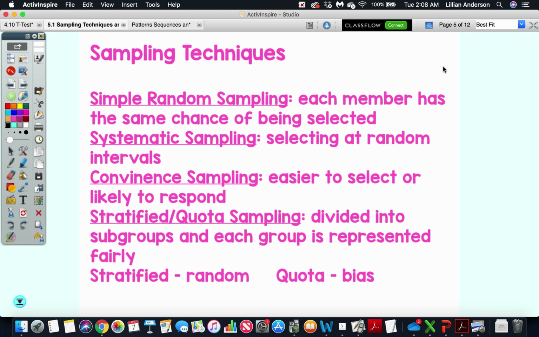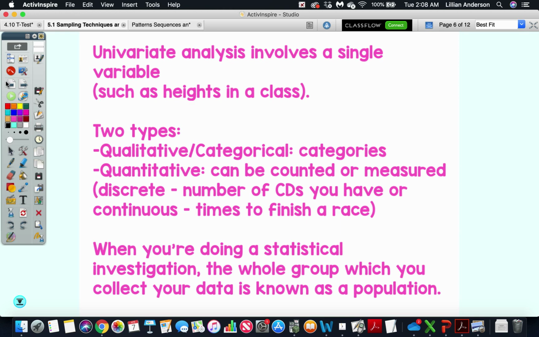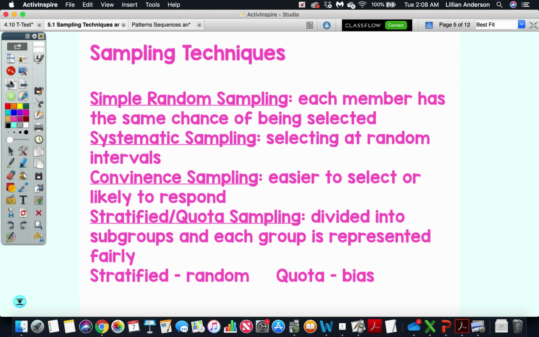So it could be Lydia, Logan, and Alex. They're just as likely to get selected as Zach, Alicia, and Callie. That's an example of simple random sampling. Now, systematic sampling is when you are getting your sample by selecting at regular intervals.